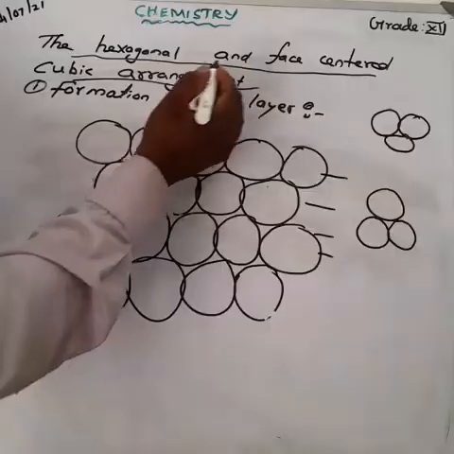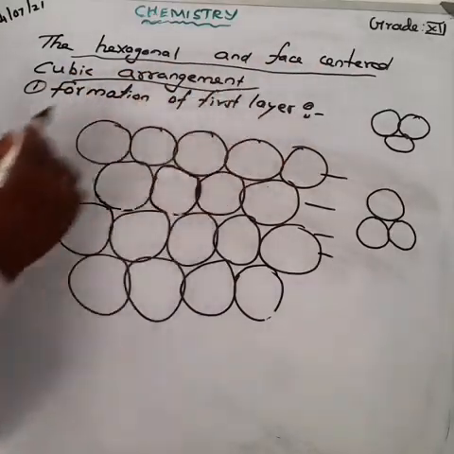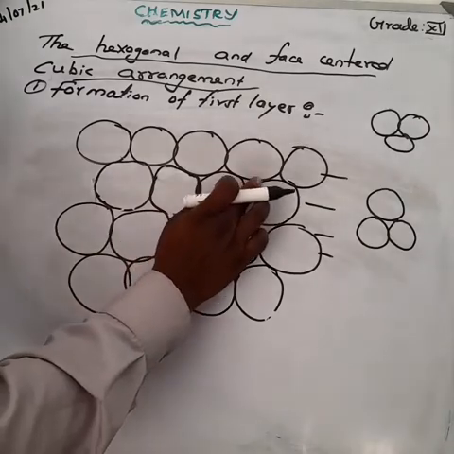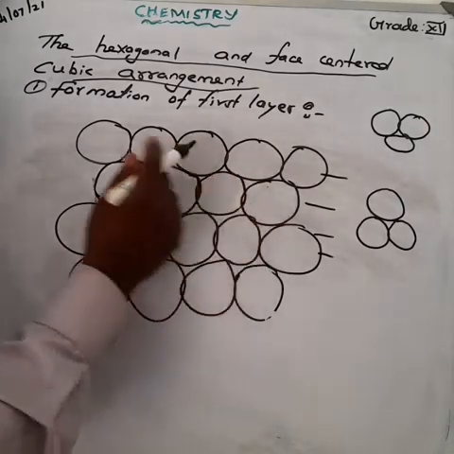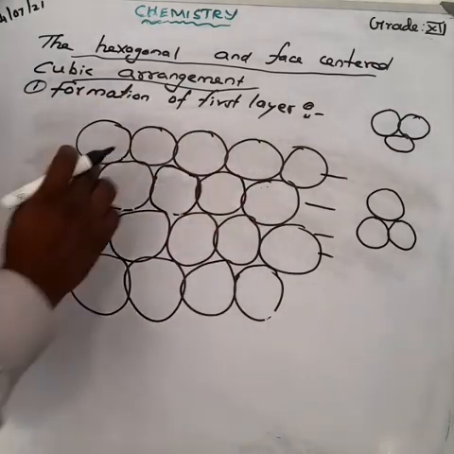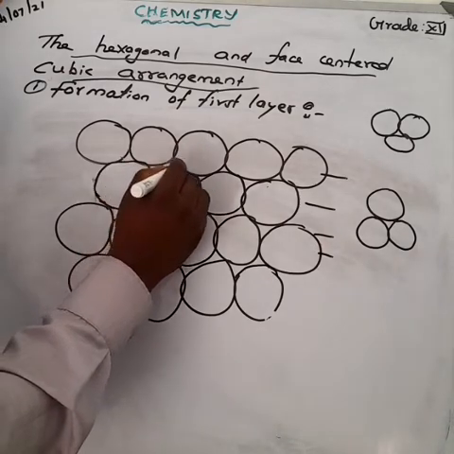Next we can discuss the hexagonal and face-centered cubic arrangement. In this arrangement, I am going to draw the first layer of spheres, simply one circle like that for a sphere. Let us consider that it is the first layer of spheres. Here I am giving it the name A.